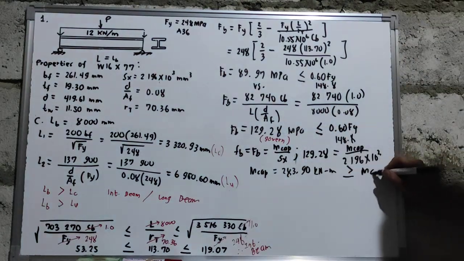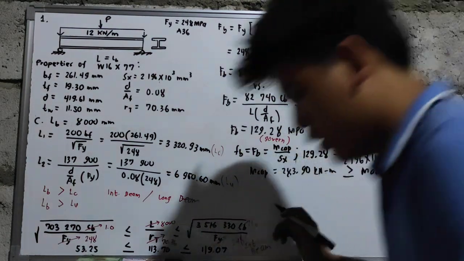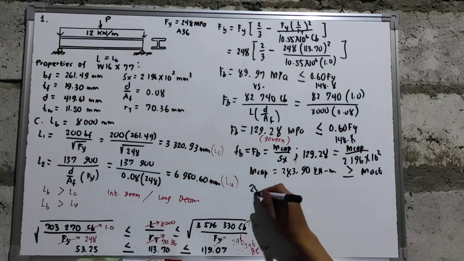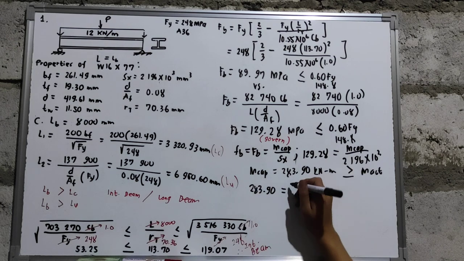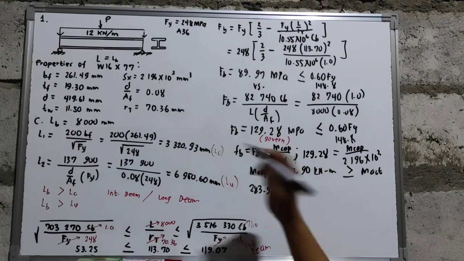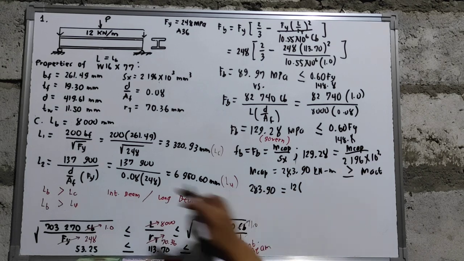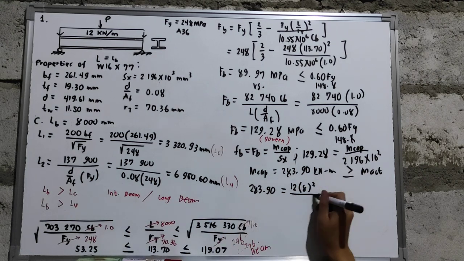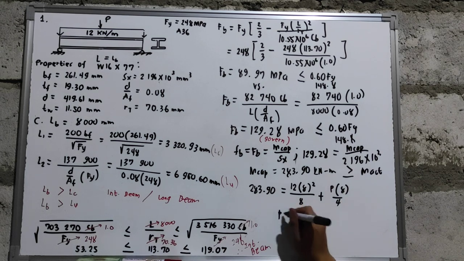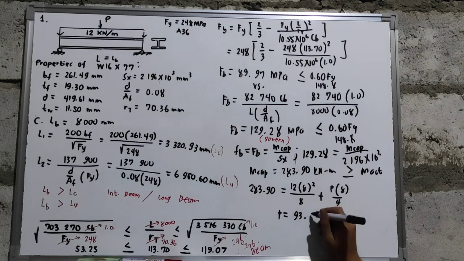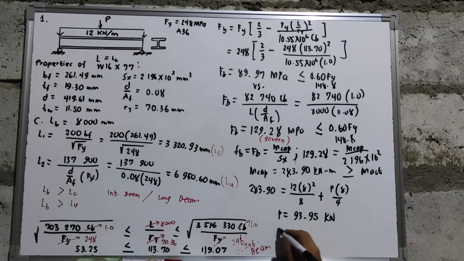So, that is yung M actual. So, etong 283.90 is equal to, since it is simply supported, WL squared over 8. Our W is 12. Yung length natin is 8 squared all over 8 plus yung P natin, yung value ng L natin is 8 all over 4. So, the value of our concentrated load is equal to 93.95 kilonewton. So, this will now become our answer.